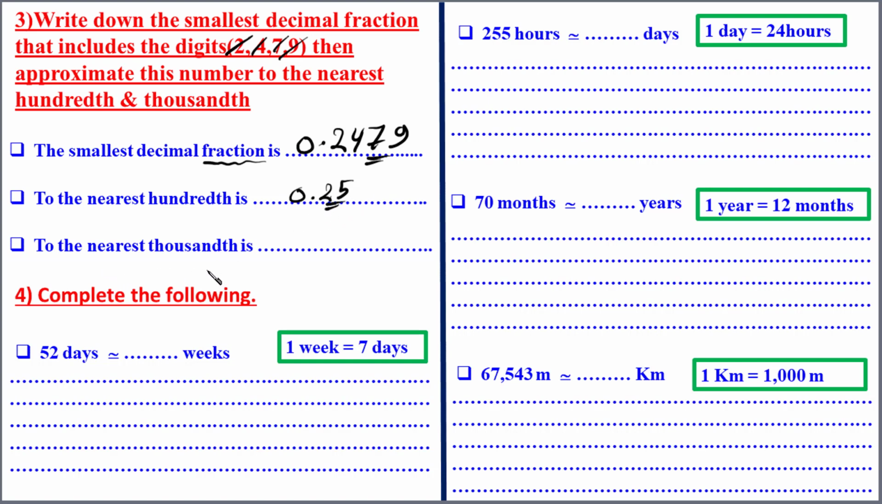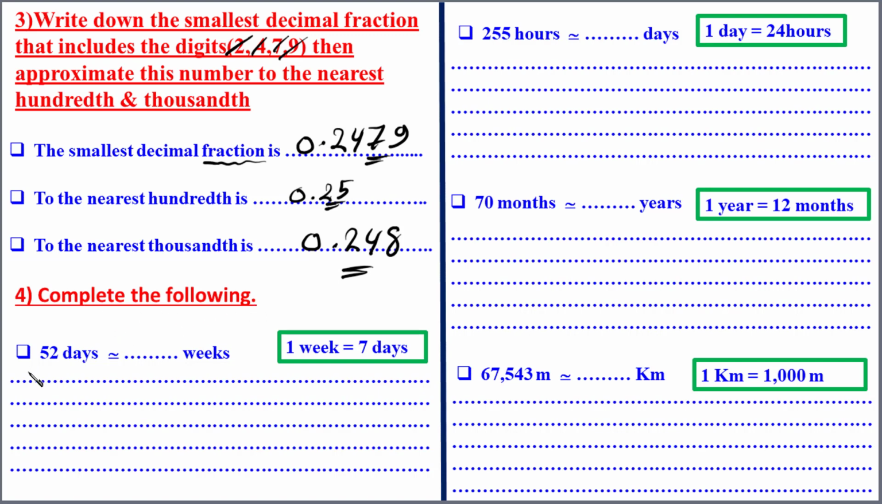Approximating to the nearest thousandth, look at the thousandth place, which is 7. The ten-thousandth is 9. 9 is greater than 5, so we will add 1 to 7 to make 8, and leave out all the digits to its right. It will be 0.248 to the nearest thousandth.